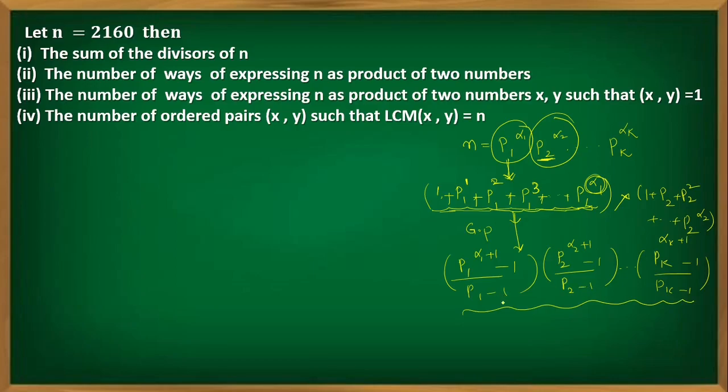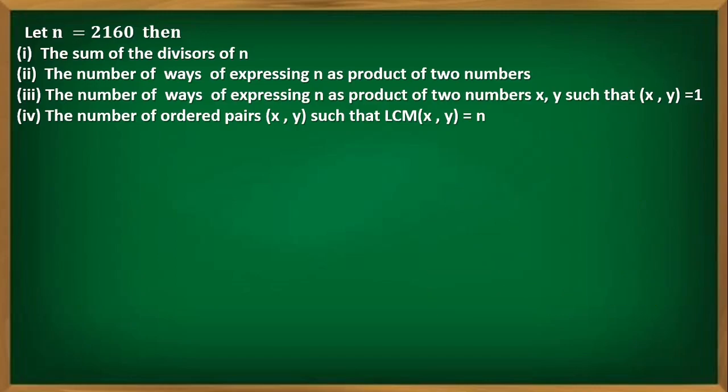So this is the formula. It's better to remember it. Whenever you want to find the sum of the divisors of any number n, first you write the canonical form, then you use this formula. Now we will solve the question for this number. N is equal to 2160.